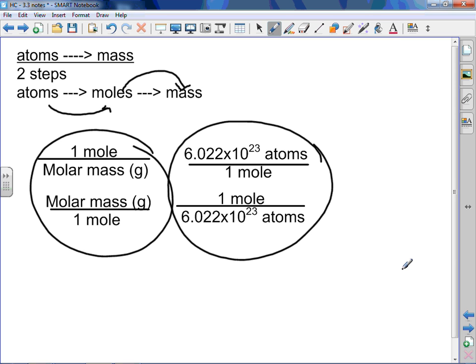When you do these two types of problems, do not try to memorize when to multiply and when to divide. Just know that if I've got to go between atoms and moles or moles and atoms, I have to use Avogadro's number. If I have to do any calculation between moles and mass or mass and moles, I have to use molar mass off the periodic table.